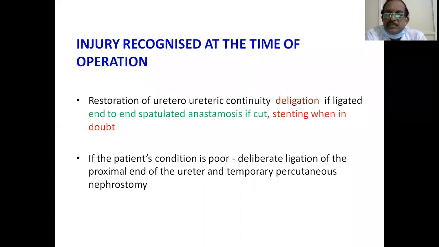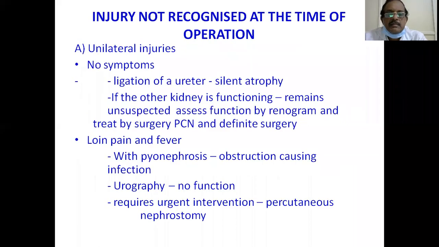If the patient's condition is poor, deliberate ligation of the proximal end of the ureter and temporary percutaneous nephrostomy is in the books, but not followed nowadays, because you can immediately do a percutaneous nephrostomy. People used to think the kidney undergoes silent atrophy after ligation, but kidneys do not die silently. They make a lot of noise and cause trouble. So this is only a last resort in the textbooks, but not in practice.